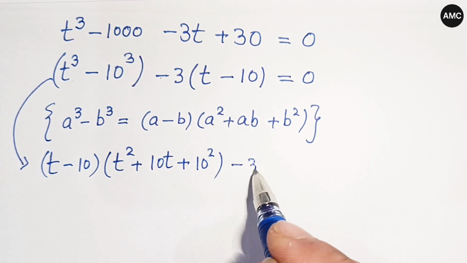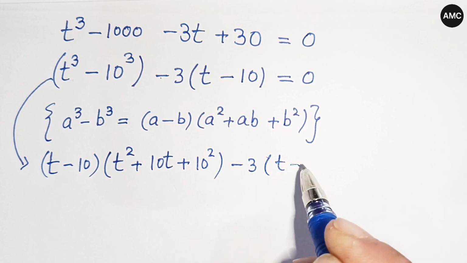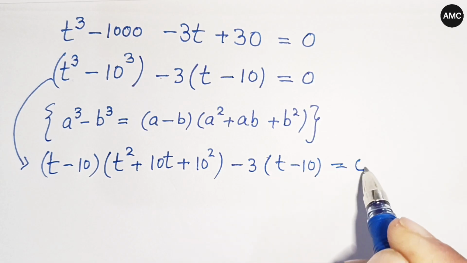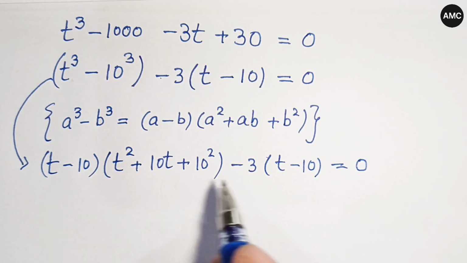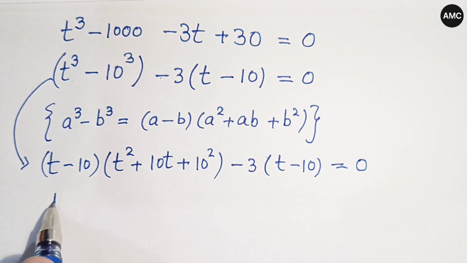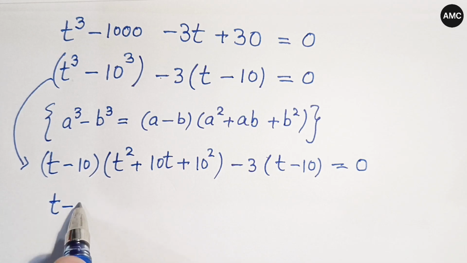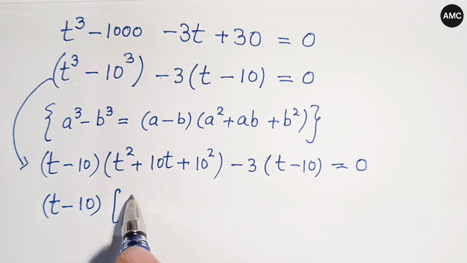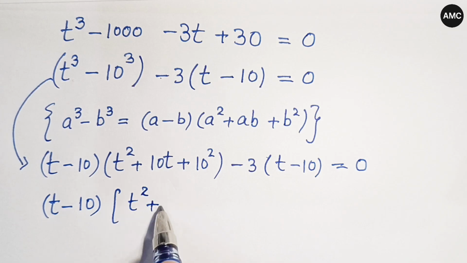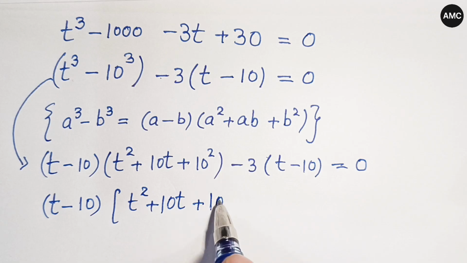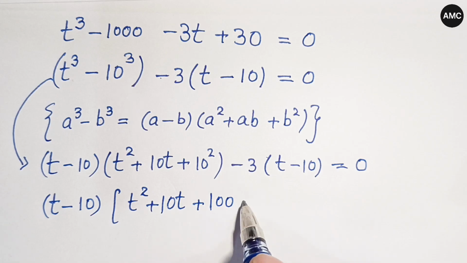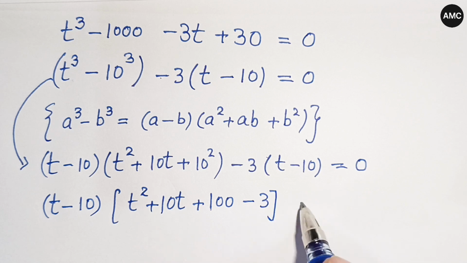Here we have minus 3 times t minus 10 is equal to 0. Now t minus 10 is a common term, so we write t minus 10 as a common factor. Then inside the bracket we have t squared plus 10 times t plus 10 squared, which is equal to 100, and here we get only minus 3, that is equal to 0.